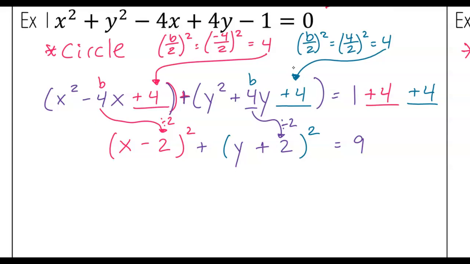And this actually is the completed standard form for a circle. I can now identify the center and the radius. What is my center? Yes, 2, -2. Our h value, the term subtracted from x, is 2, and our k value, the term subtracted from y, is -2. What's my radius?